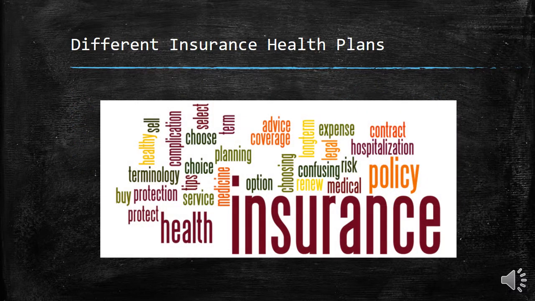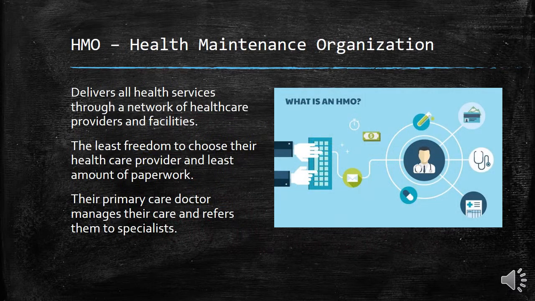Different insurance health plans. HMO, Health Maintenance Organization, delivers all health services through a network of healthcare providers and facilities. Members have the least freedom to choose their healthcare provider and the least amount of paperwork. Their primary care doctor manages their care and refers them to specialists.